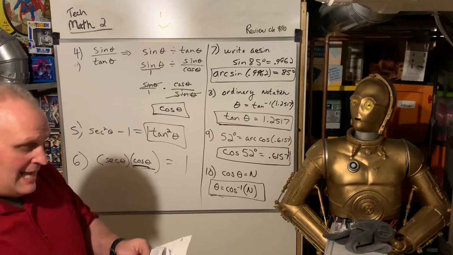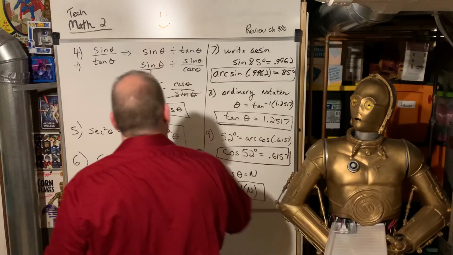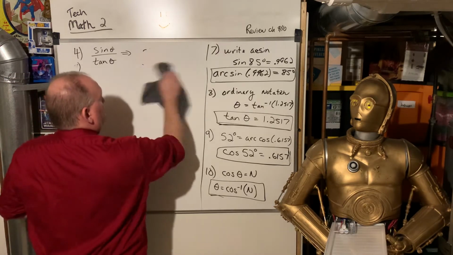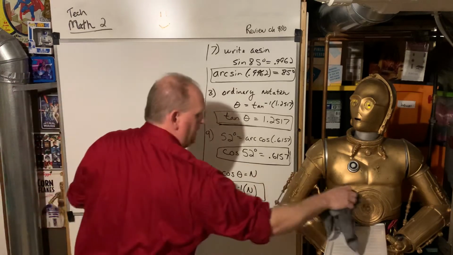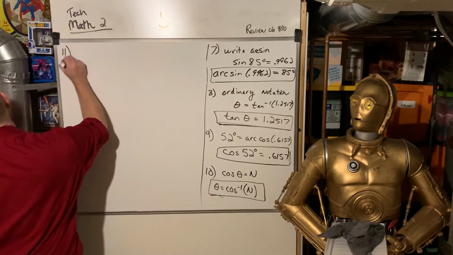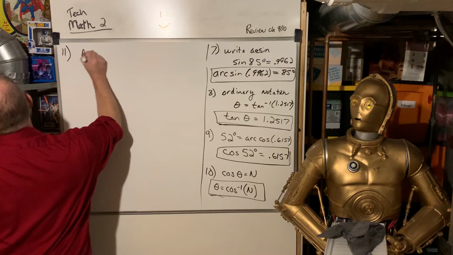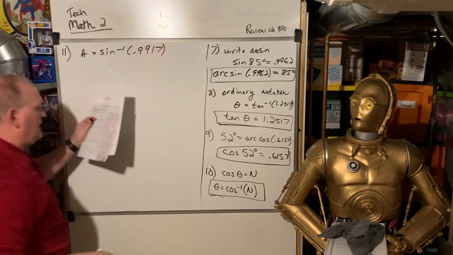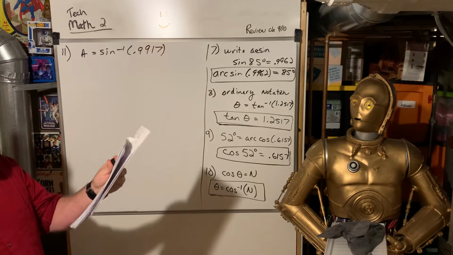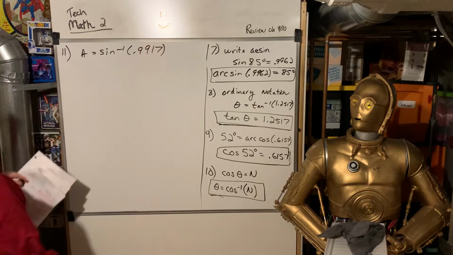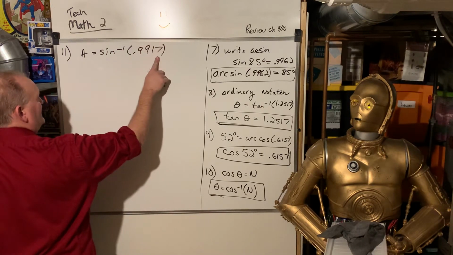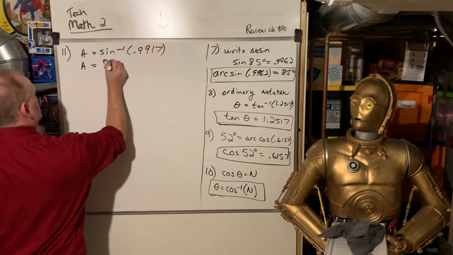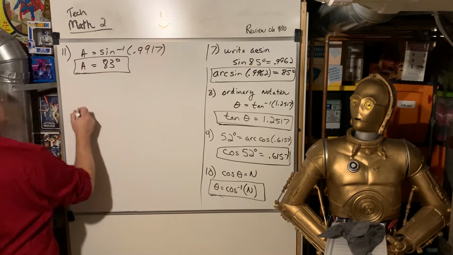All right. Now, number 11, they do want you to evaluate it. So let's look at number 11 and evaluate it. Find the acute angle, round to a whole number. So they want you to find the arc sine of 0.9917. So you do second sine and then type that in. Make sure you're in degrees for mode. And it's 82.6. So we'll just call it 83 degrees.